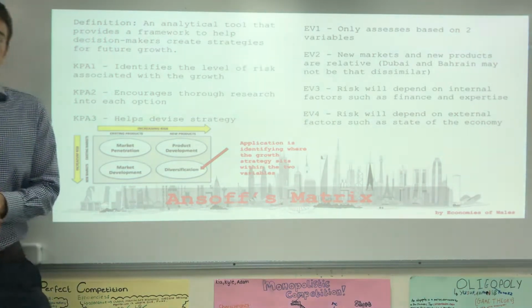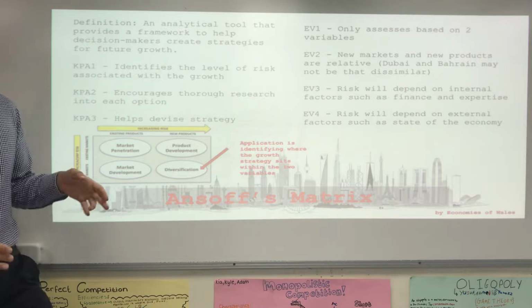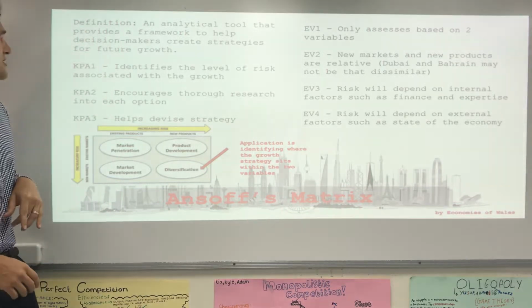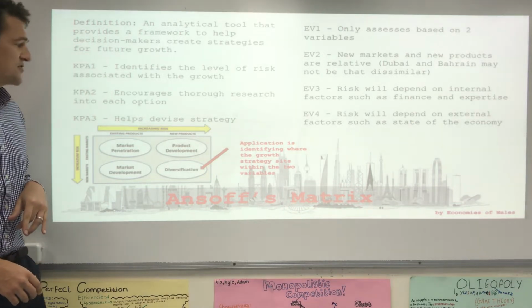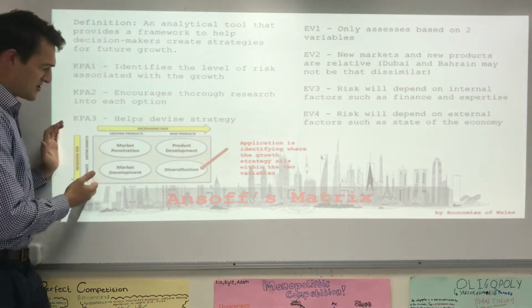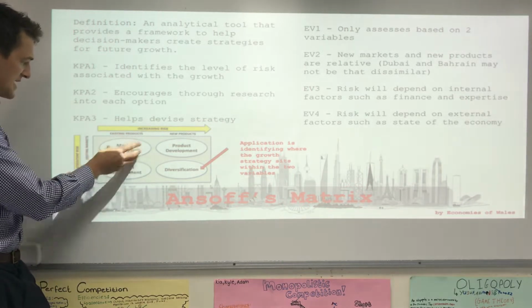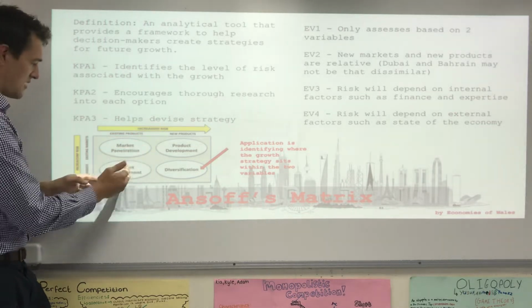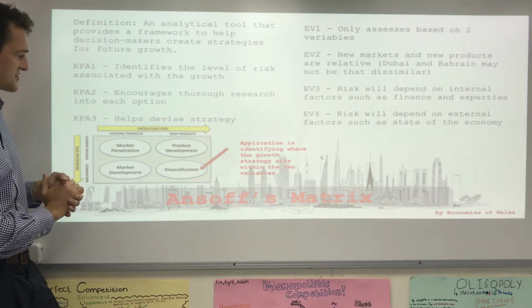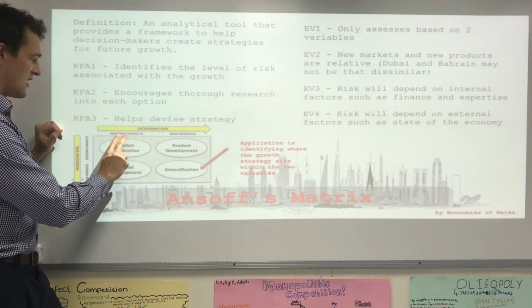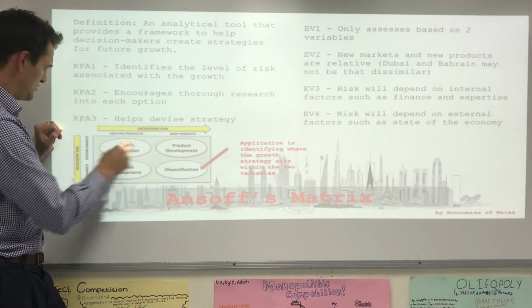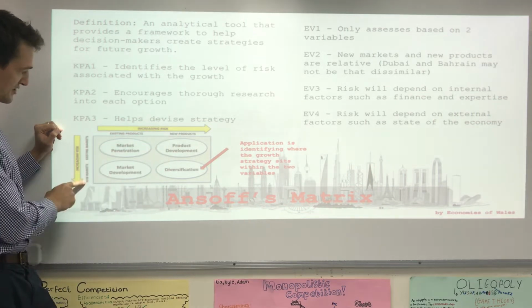Okay, so the Ansoff matrix is basically an analytical tool that provides a framework to help decision makers create strategies for future growth. Essentially, a matrix is always going to have two variables, okay? And where these two variables meet, we find our part in the structure here. Okay, so the two variables in Ansoff's matrix are products, existing and new, and markets, existing and new.